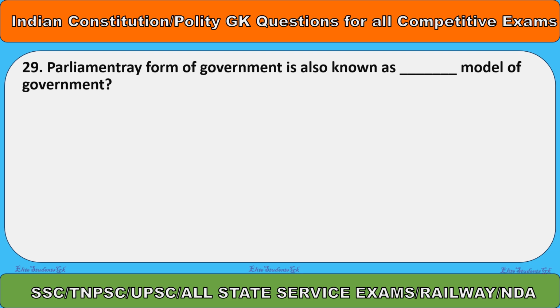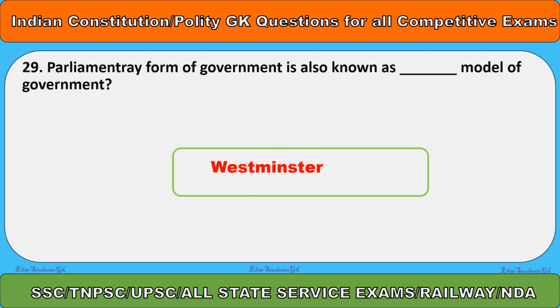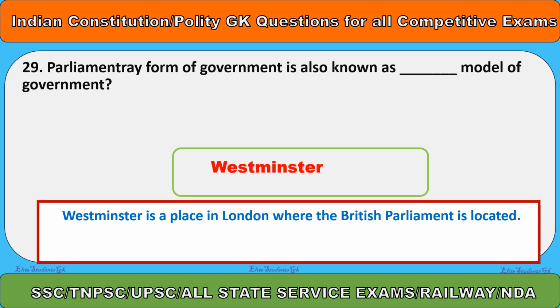The parliamentary form of government is also known as the dash model of government. Westminster. Westminster is a place in London where the British Parliament is located.